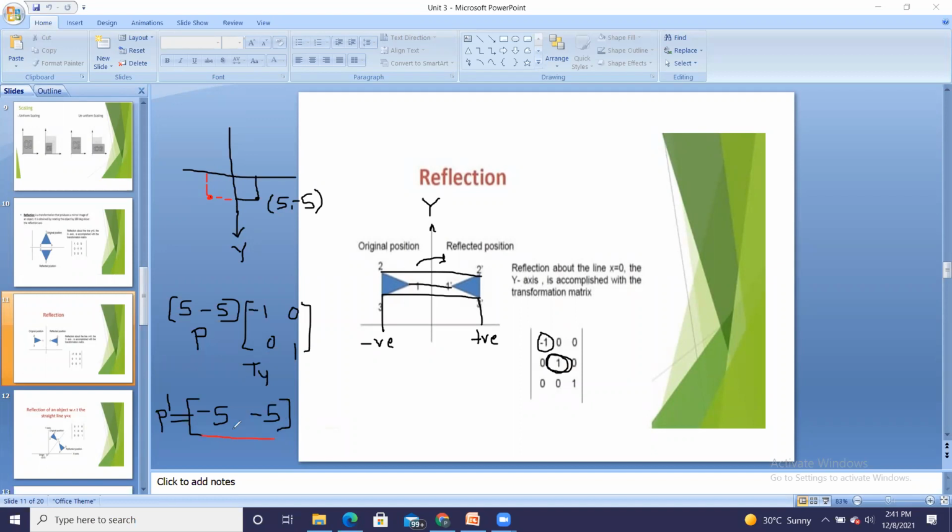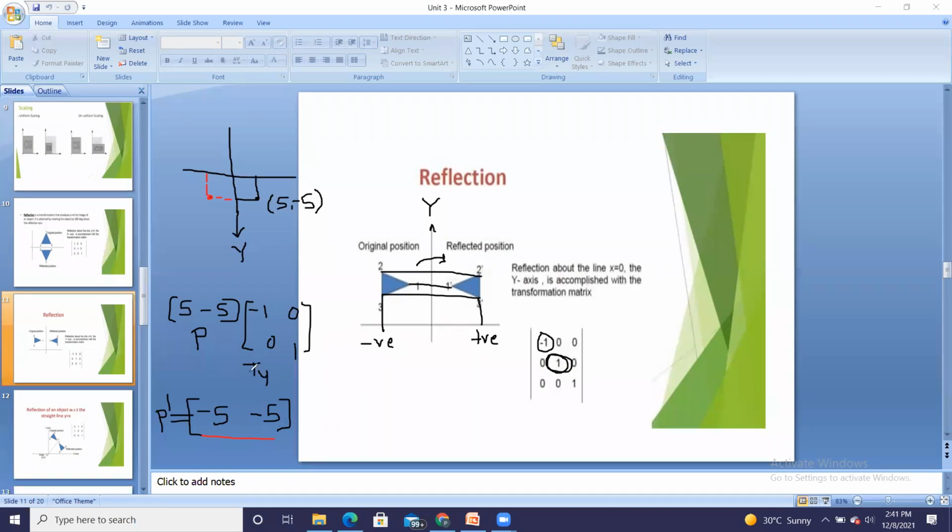So always remember, when I am having the reflection about x-axis, y changes in its sign, x remains constant. And when the reflection along y is there, then y is constant, x changes in its sign only. Magnitude remains as it is. So that is how the reflection is carried out.